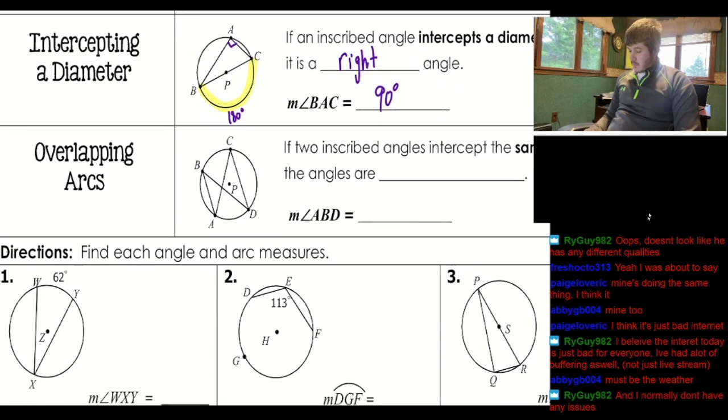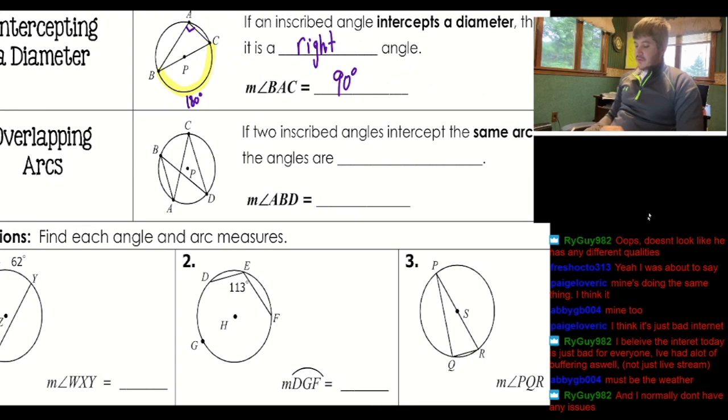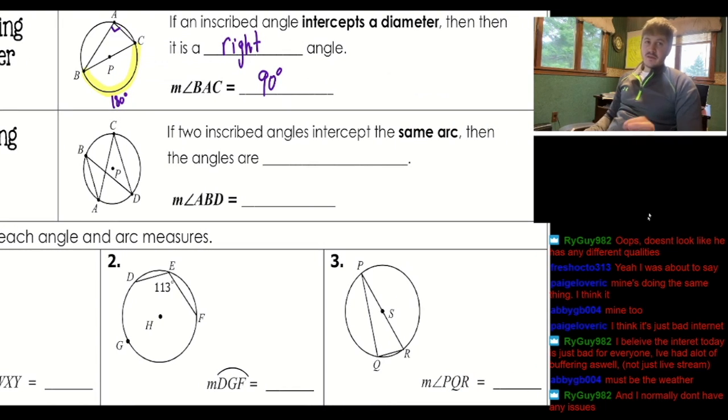let's take a look at the overlapping arcs. So if two inscribed angles intercept the same arc, then the angles are going to be congruent.